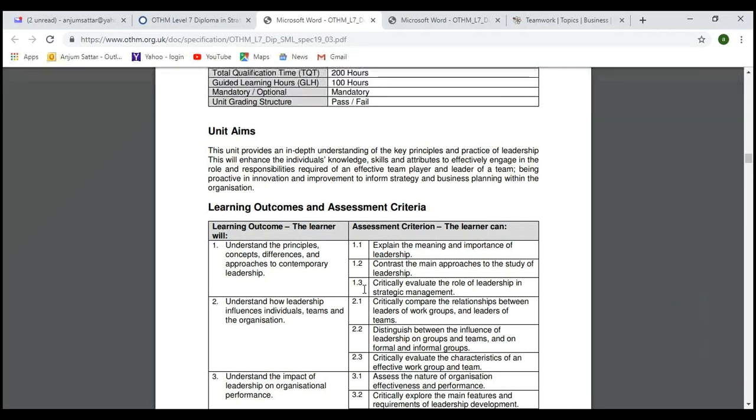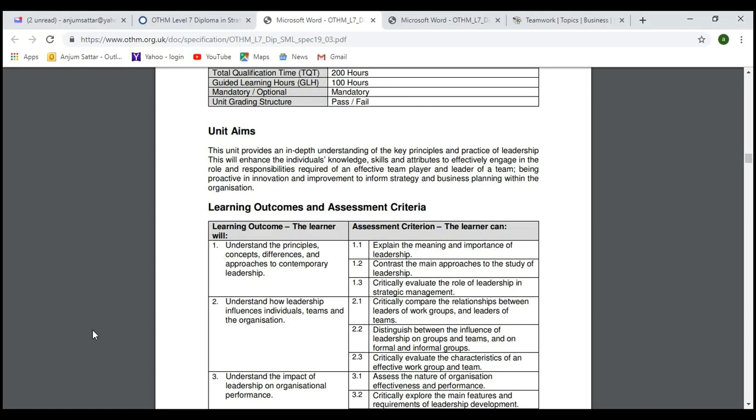LO1 was to understand the principal concepts and different approaches to contemporary leadership. Last lesson I explained different leadership styles. I discussed the difference between management and leadership, because managers manage day-to-day activities and leaders always influence. Leaders plan for the future. Leadership is long-term thinking, and management is more about managing day-to-day activities.